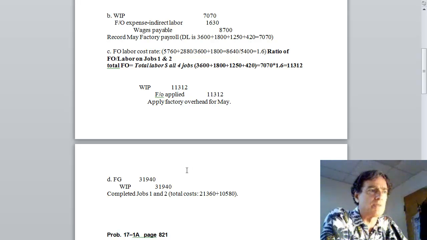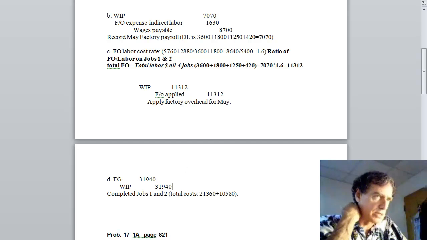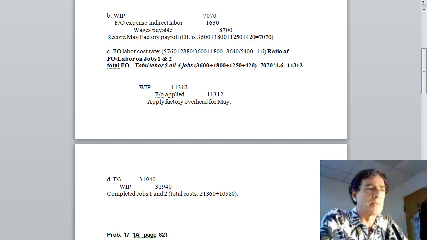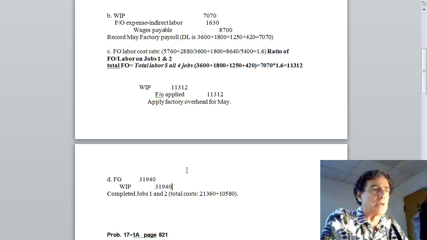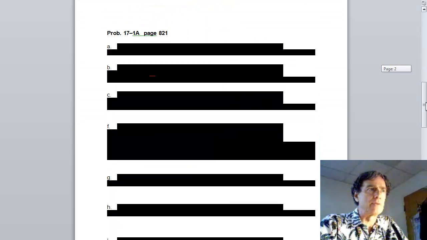So we're increasing finished goods for the combined sum of the total costs of jobs 1 and 2, which is $21,360 plus $10,580. Add those two together, and then you have $31,940 debit finished goods, credit WIP. So that's the 4 entries for the similar exercise to X1713.